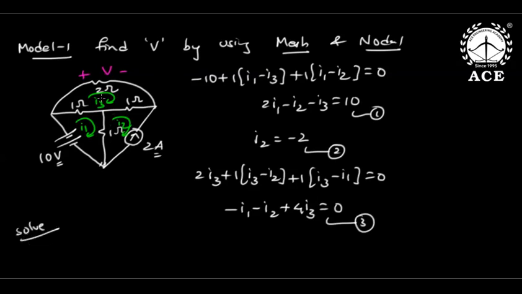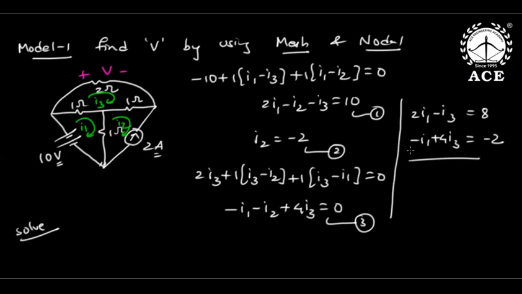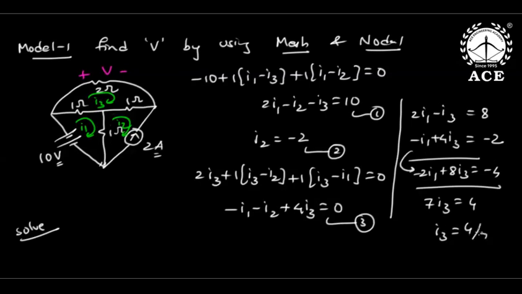See, finally my challenge is to find V. V means I3 I should know, na? So if you substitute first I2 in both cases, 2I1 minus I3 equal to 8. And this is minus I1 plus 4I3 equal to minus 2. So 2 times you multiply here again. This is minus 2I1 plus 8I3 equal to minus 4. Now if you add, 7I3 equal to 4. I3 is 4 by 7.